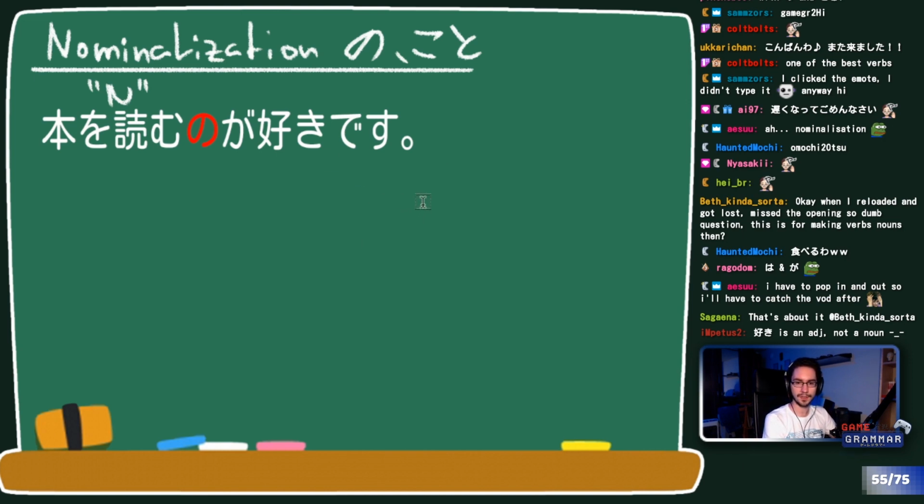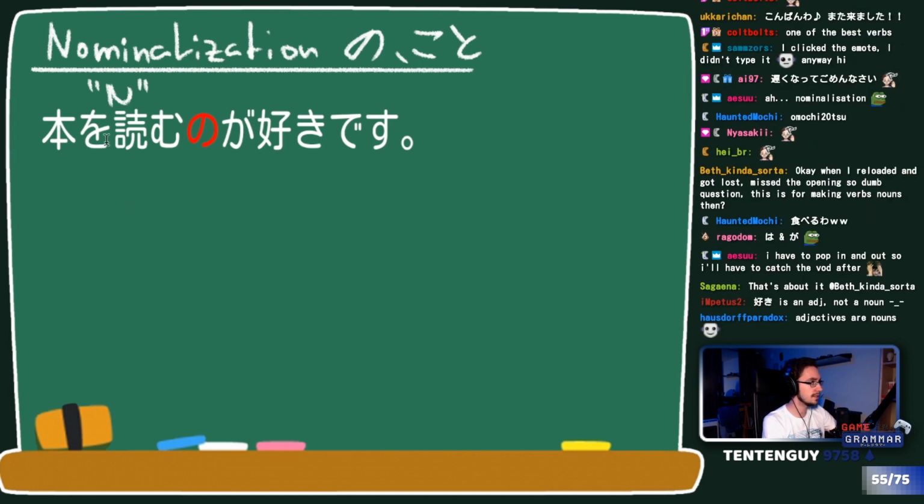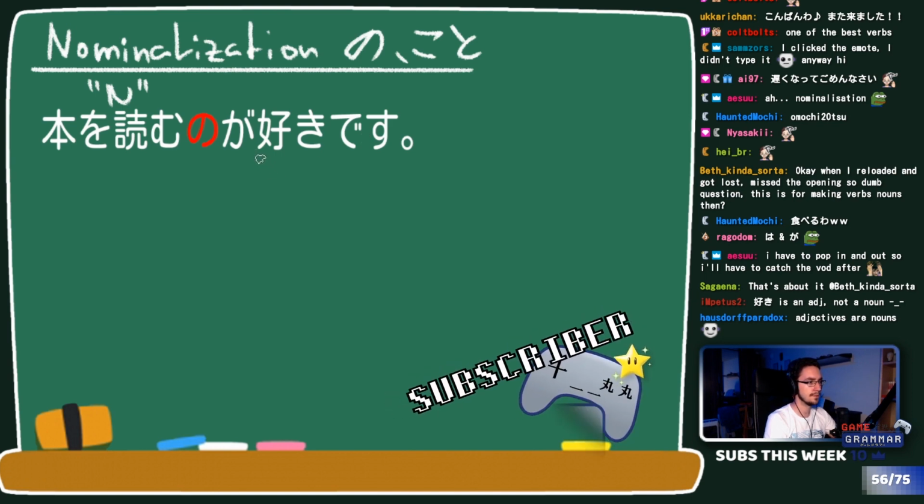好き is an adjective, not a noun. Yeah, 好き is an adjective, not a noun. Exactly. Wait, that's what I said though, right? If I didn't, then I misspoke for sure. 本を読むのが好きです.